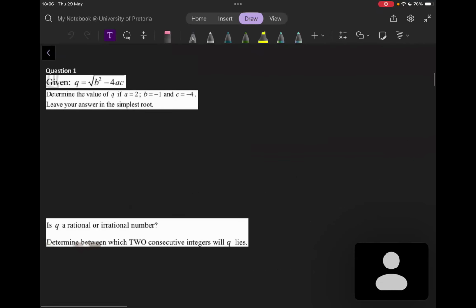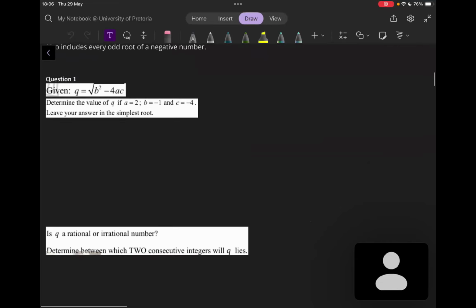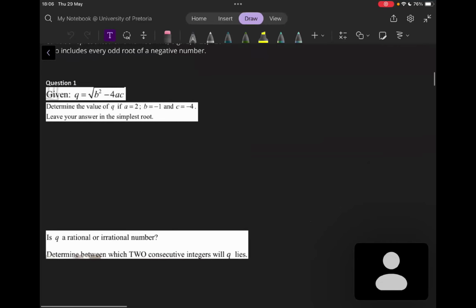Cool. Question 1, right? Let's determine the value of Q if A is equal to 2, B is equal to -1, and C is equal to -4. Let's leave our answer in the simplest surd form. For this question, what we'll be required to do is to simply substitute the values of A, B, and C into this equation right here, and then we'll solve for Q.